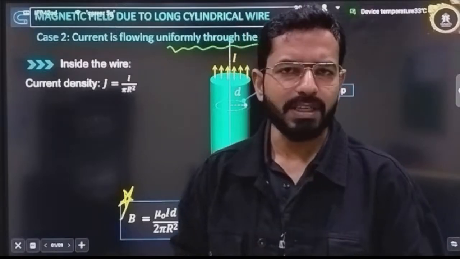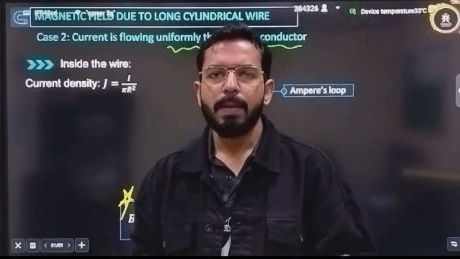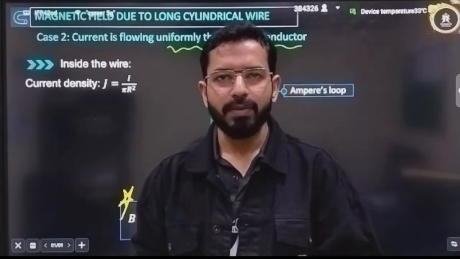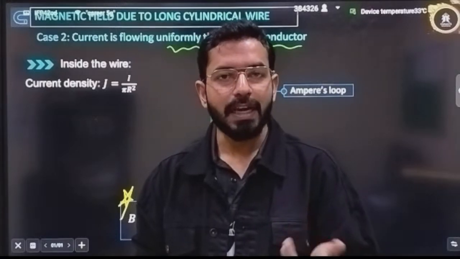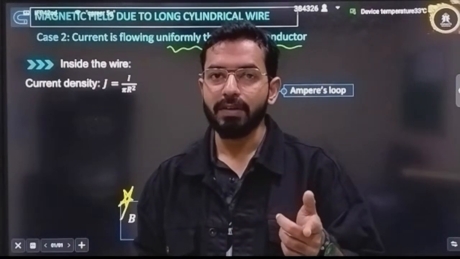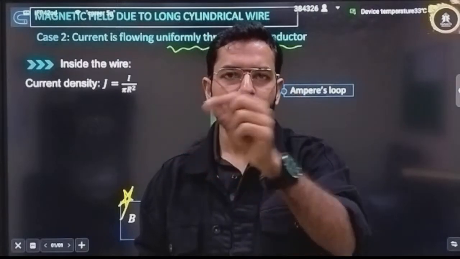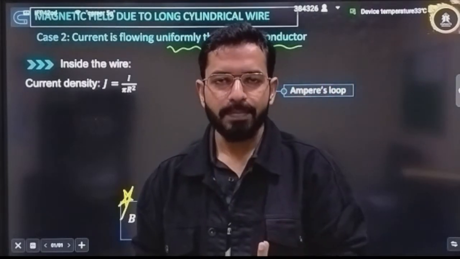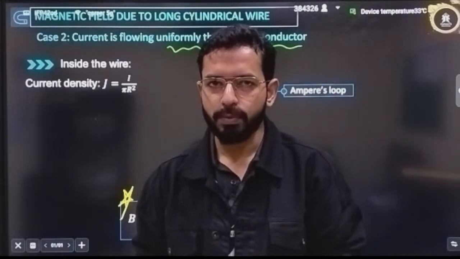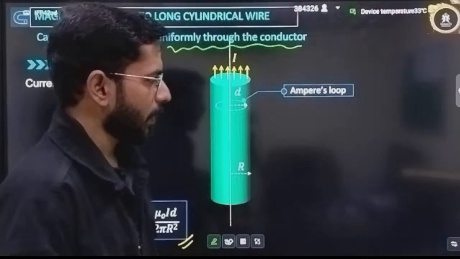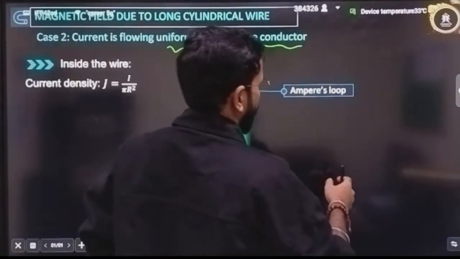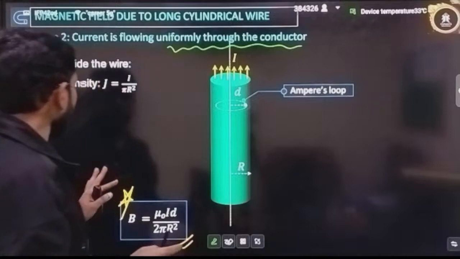Once you know the net current, all things are very simple. Because every time we take an Amperian loop, we take a dl vector, and we integrate. And what is the integration of the dl vector? Till now it is very clear: the summation of all these dl vectors gives you the circumference of the circle. Correct? That means that value is equal to 2 pi d. Clear? So let's do it for this one.